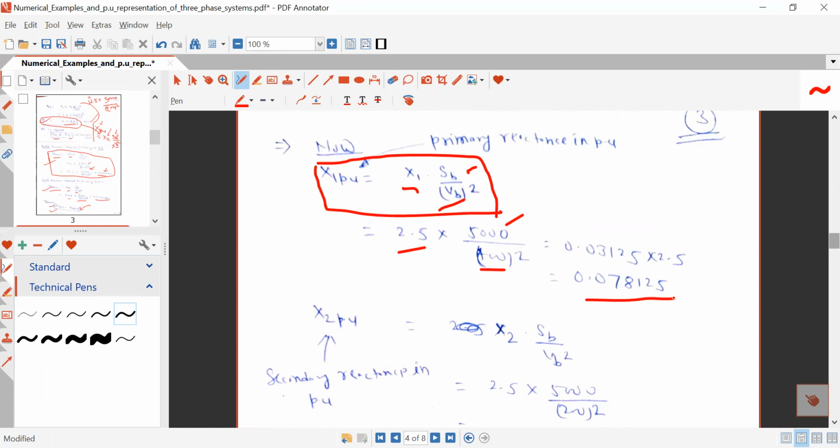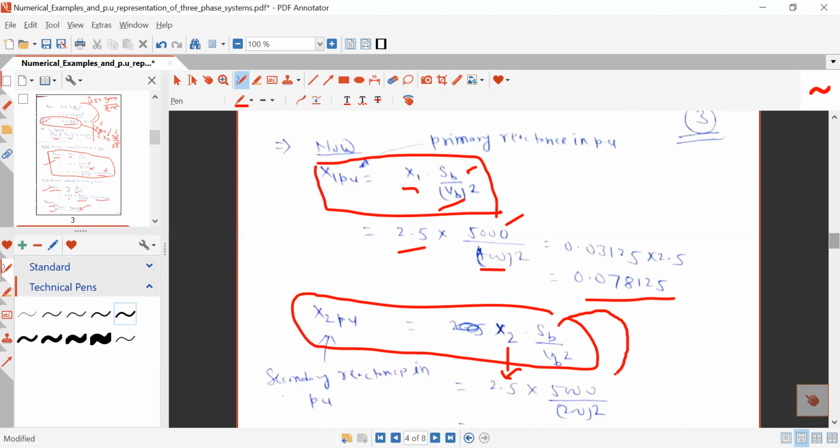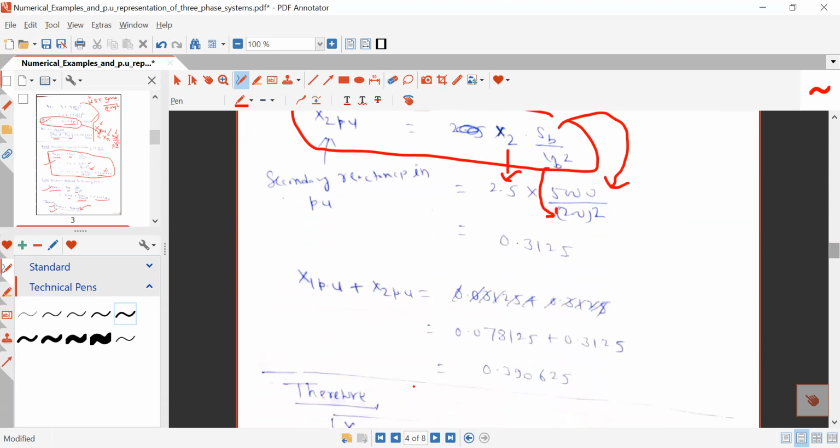Similarly, the secondary reactance or secondary leakage reactance can be converted into per unit by using the same formula. The actual value is given in the problem. Secondary reactance is given in the problem. SB is given in the problem. And for the secondary side, the base value will be this. So in this way, you can calculate X2 per unit.